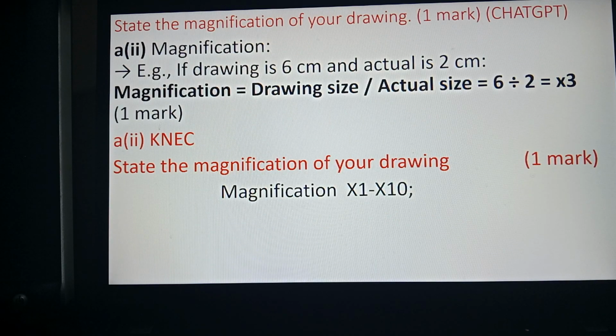State the magnification of your drawing. Magnification example is given. If the drawing is 6 centimeters, for example, and the actual specimen is 2 centimeters, magnification will be drawing size over actual size, which is 6 divided by 2. You put x3, meaning magnification. For the mark, state the magnification, and it was lying between 1 and 10, but you should not omit x.